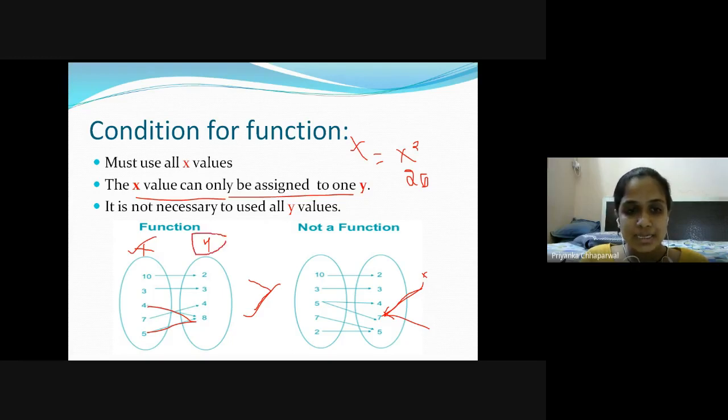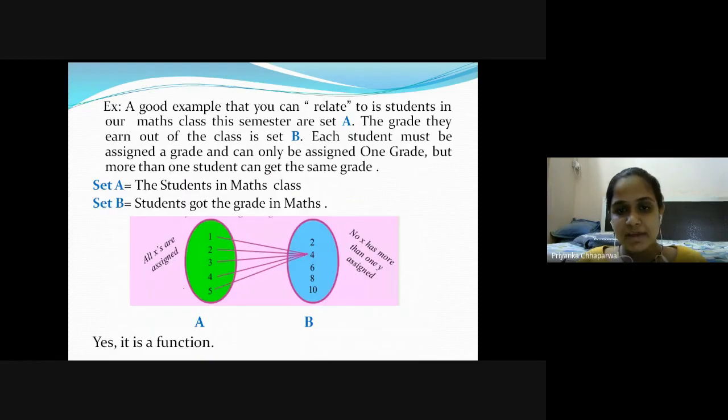And what is the second condition? Every x value you have has a single image in y, then it is a function. So let me take an example. The example is this: you can relate students in a maths class this semester as set A. Students in the maths class are set A, and the grades out of the class are set B. So you have two sets, set A and set B.